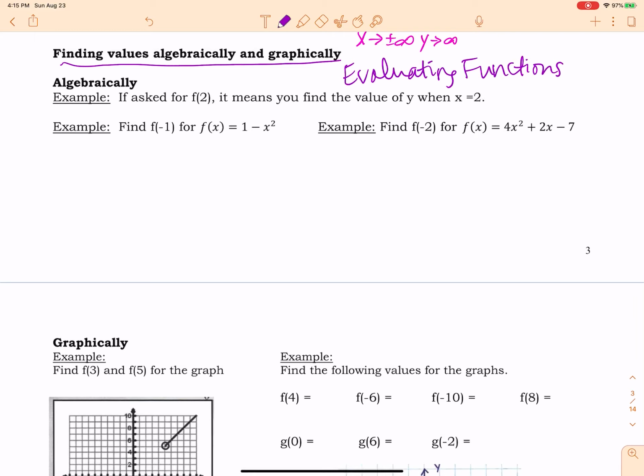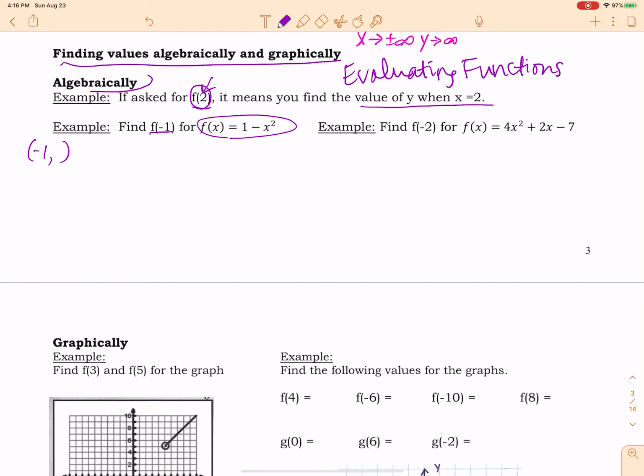If, for example, we are asked to find f of 2, in other words, when x is 2, what is the y value? What's f of 2? That means we're finding the value of y when x is 2. So let's say we have a function f of x equals 1 minus x squared, and we want to find f of negative 1. In other words, I've got an ordered pair that consists of negative 1 and something. So I'm finding the something. I'm finding that y to complete my ordered pair.